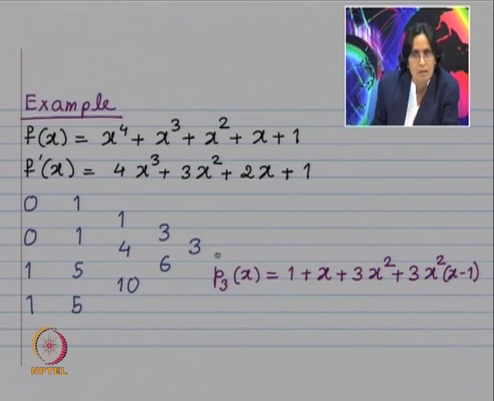So, that is 3. Now, our polynomial P3(x) will be 1 plus 1 into x, because that is (x minus 0), plus 3 into (x minus 0) squared. So, that is x square, plus 3 into (x minus 0) squared and then (x minus 1). So, this is going to be the cubic Hermite polynomial for this function f(x).